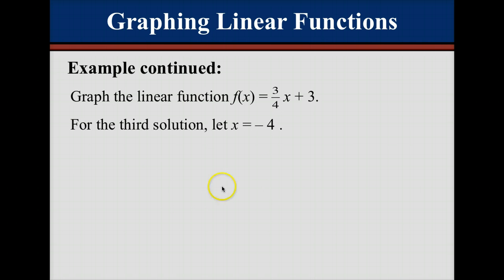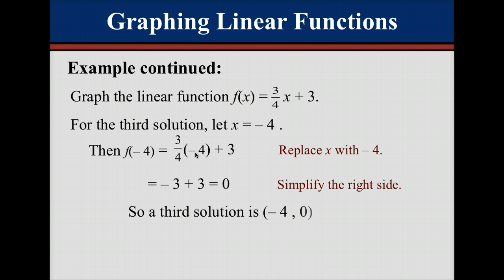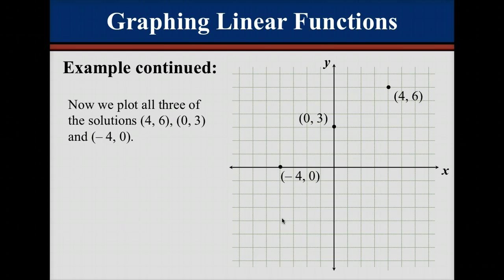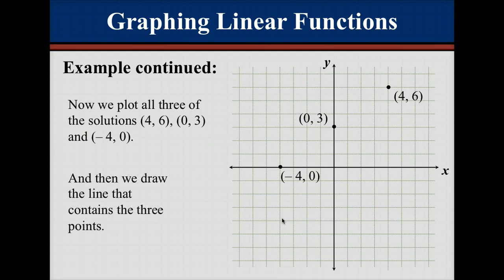And then for our third solution, we're going to use a negative 4. So we're going to find f of negative 4 and substitute a negative 4 in for x. So our third solution is negative 4, 0. Now that we have three solutions, we can plot them on our graph and then draw a line that connects all 3 points.